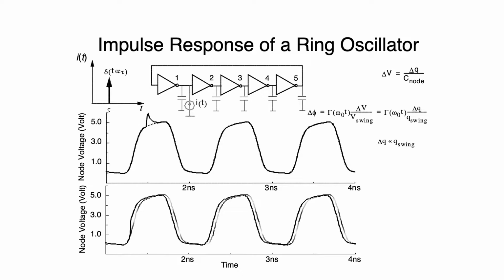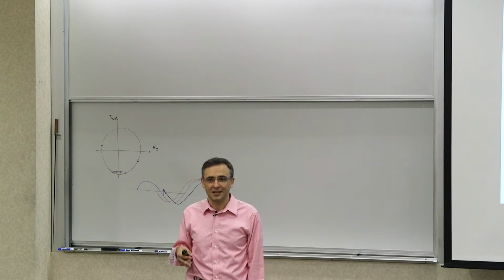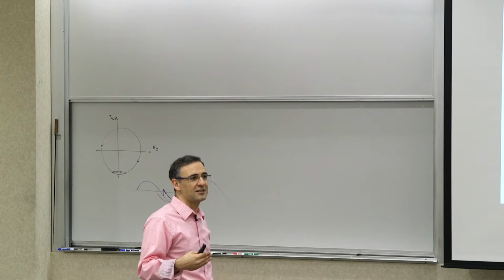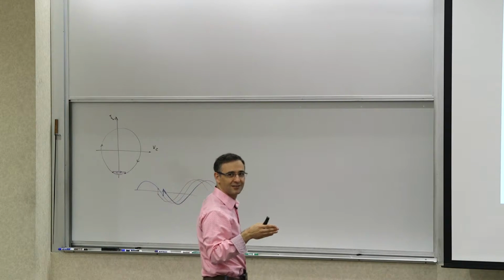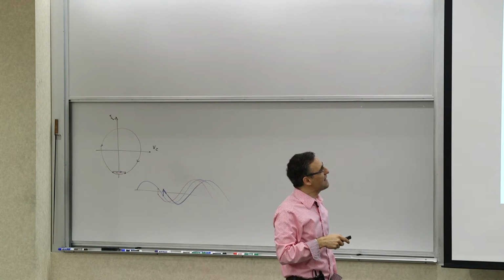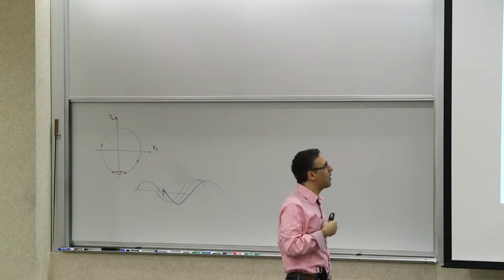So if you have an injected charge delta Q, you can normalize it to the Q swing, which is the maximum charge swing on that node. Then there's a proportionality factor, which is essentially unitless. You'll have units of radians, which is unitless, by the way. A radian has no unit, because it is the ratio of two lengths, the ratio of the arc to the radius, right? So you can show this proportionality factor as gamma of omega naught t.